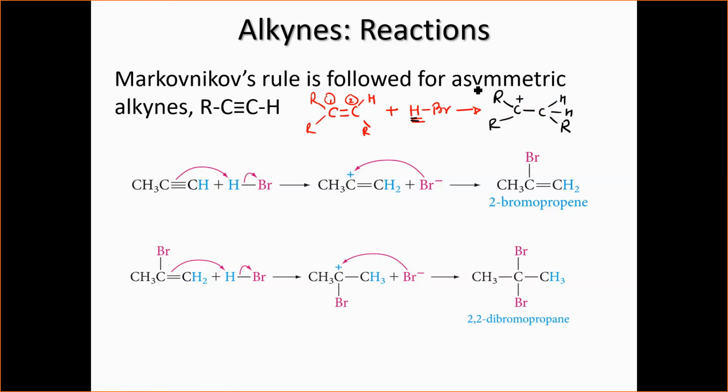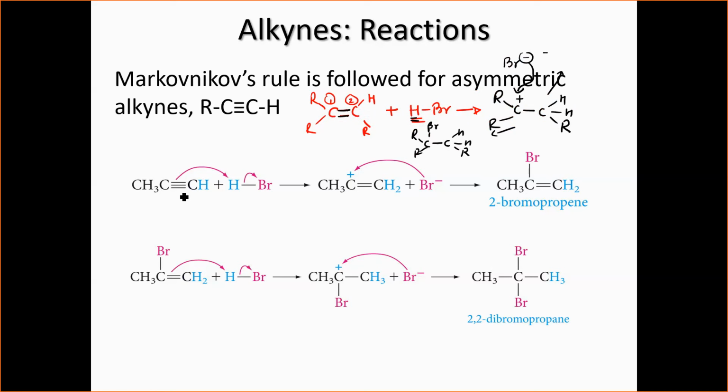And in the next step, what's going to happen? The bromine will come back and attack the more substituted cation, and as a result you'll end up getting, I'm going to write it down right here, R, bromine, hydrogen, R. This is what's going to happen in the case of a double bond.